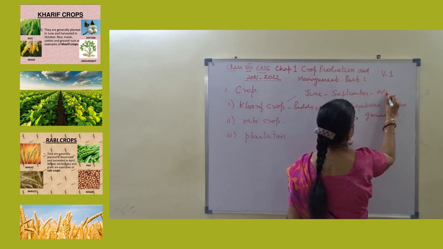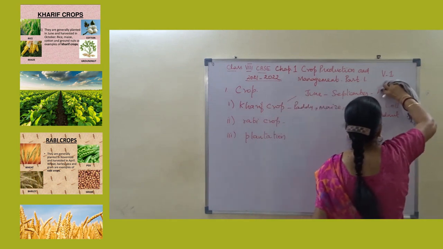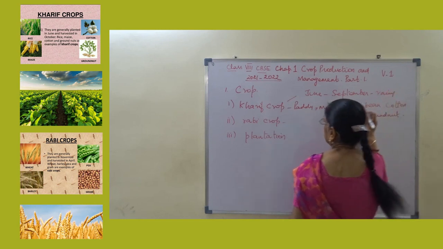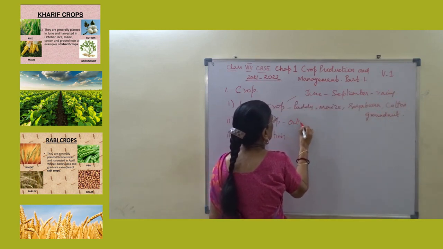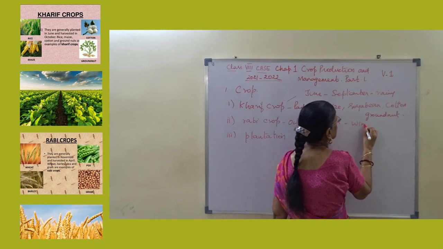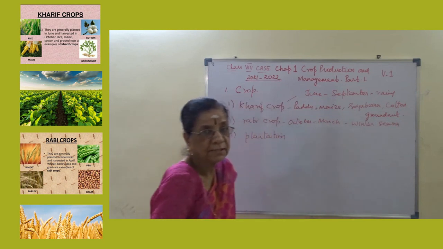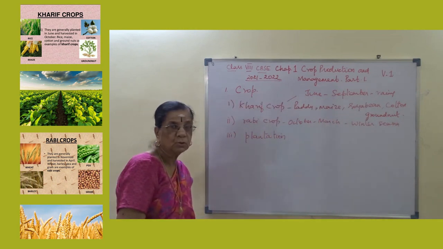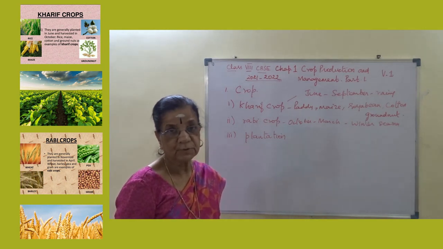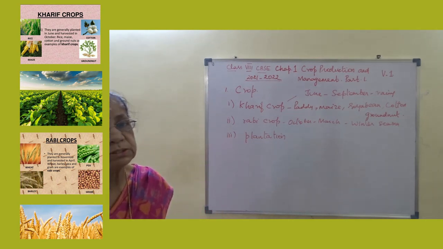This is rainy season. And winter season, October to March. So what will you understand? Kharif crop, I repeat, crops which are grown during rainy season are called kharif crops. The rainy season in India is normally June to September.